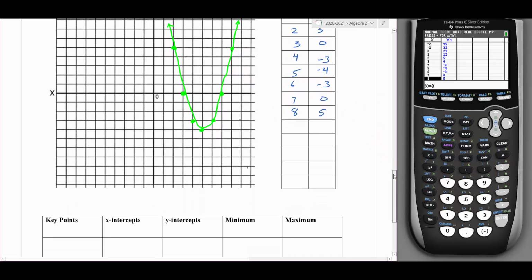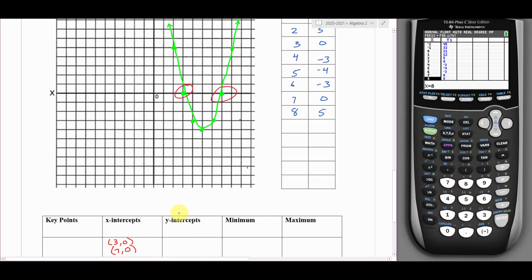Alright, so here we go. I'm going to start working on my key points again. So we're looking for x-intercepts. X-intercepts occur when the graph crosses over the x-axis. That's this horizontal line that runs across the graph. So we have an x-intercept here and here, and remember x-intercepts occur whenever y is 0. So I notice the y's are zeros here at 3 and 7. So I'm going to list both of those x-intercepts. We actually have two of them here. So we've got (3, 0) and then (7, 0).